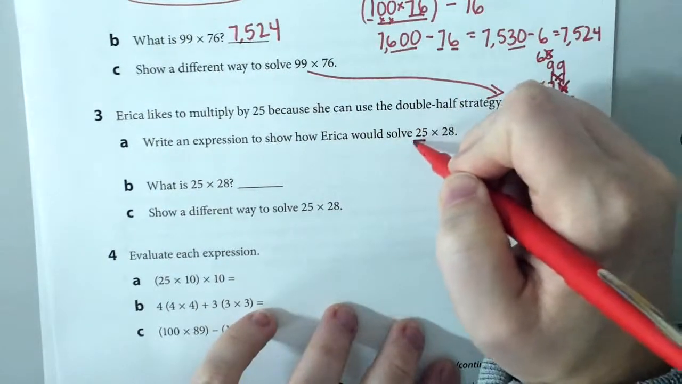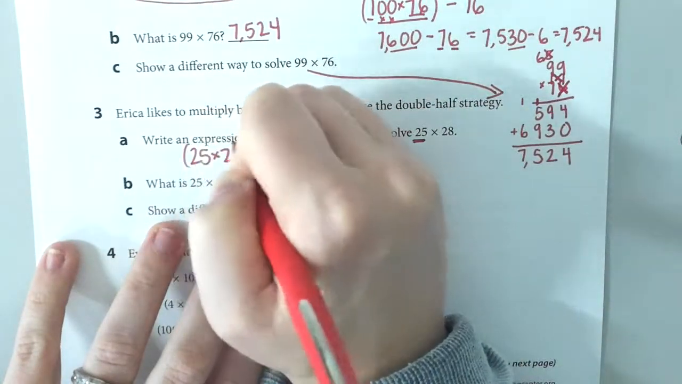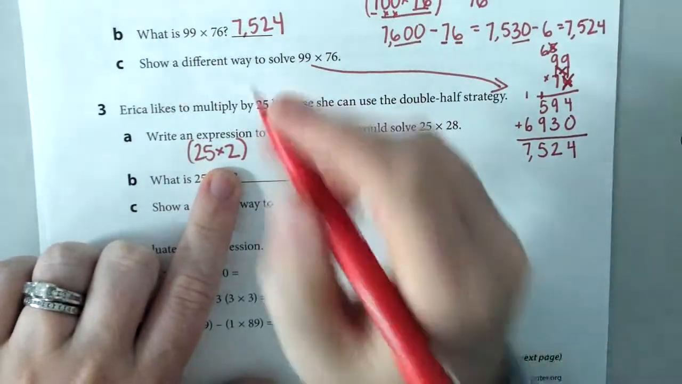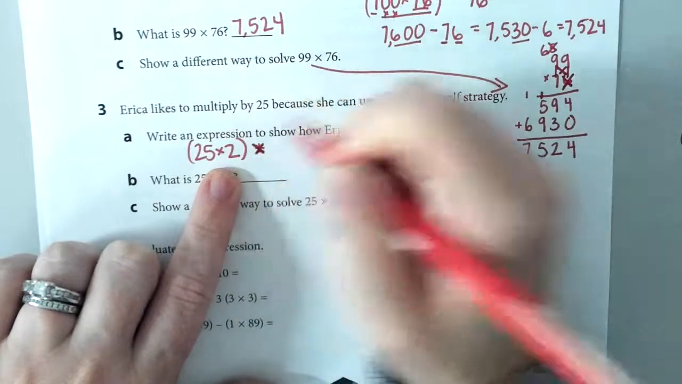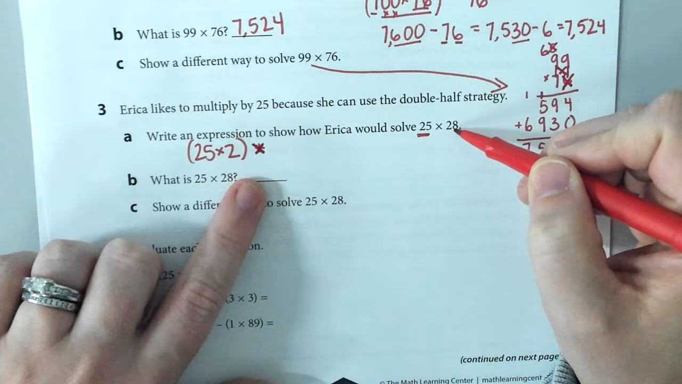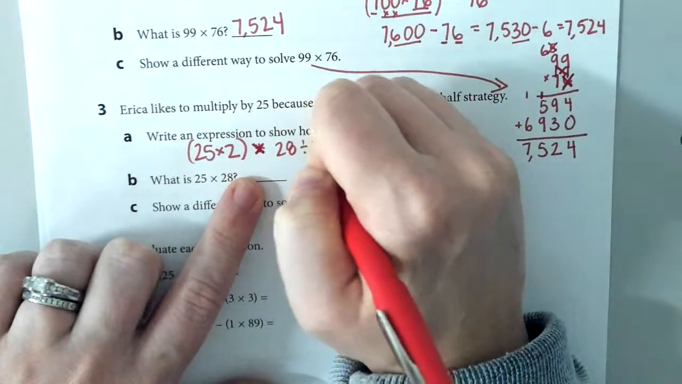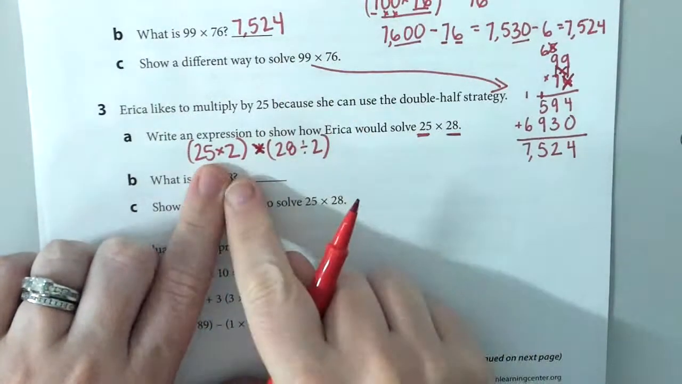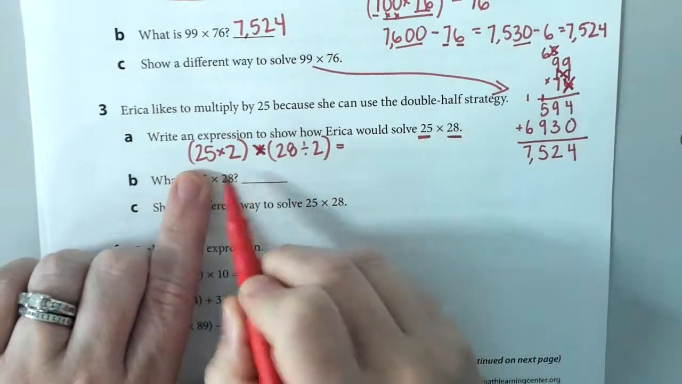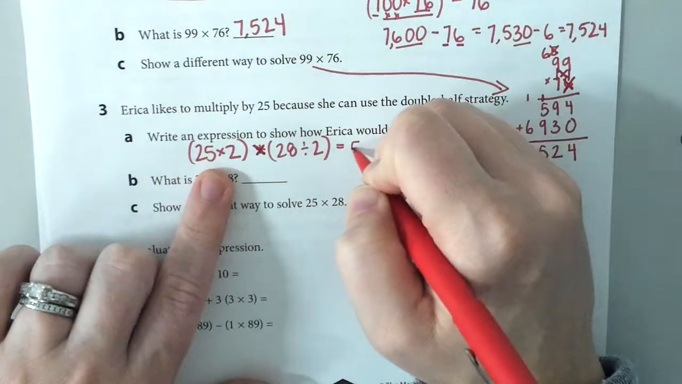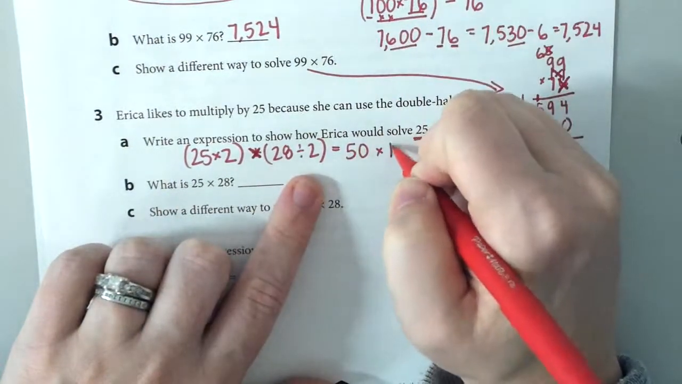Yeah, we're going to double the 25. So I'm going to show that like this, doubling it. And then I'm going to multiply half the 28. Half of 28 is 14. So I'm going to show that we doubled the 25, half the 28. And I'm going to rewrite my problem. 25 doubled is 50. And 28 cut in half is 14.